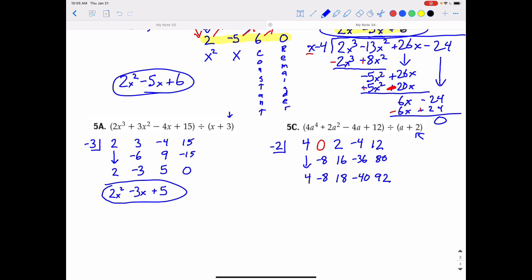Remember how we write remainders. We write them as 92, the remainder, over the divisor. The divisor was a plus 2. So 92 over a plus 2. The number next to that, this negative 40, represents the constant. The number next to that represents our a term, so positive 18a. The number next to that represents the a squared term, so that'll be negative 8a squared.